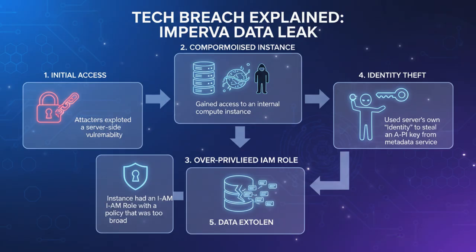The real-world anchor, the Imperva SSRF breach. To see how this works in a breach, look at the Imperva data leak. Attackers didn't guess a password. They exploited a server-side vulnerability to gain access to an internal compute instance. Because that instance had an IAM role with a policy that was too broad, the attacker was able to use the server's own identity to steal an API key from the metadata service.